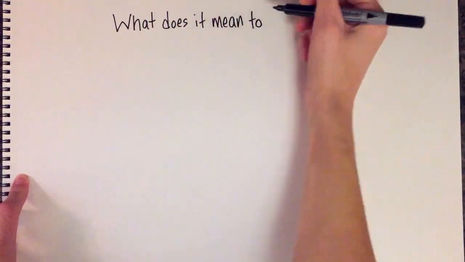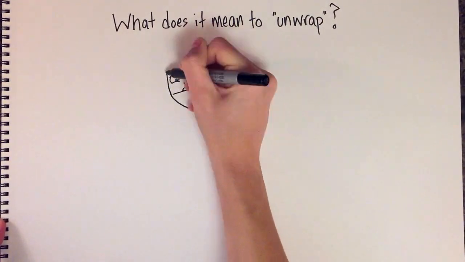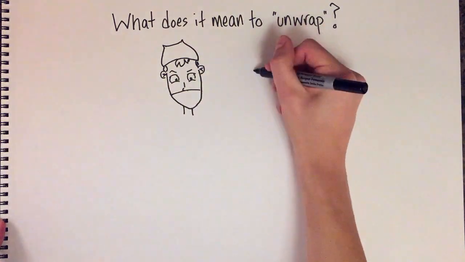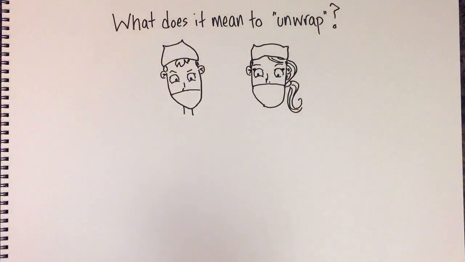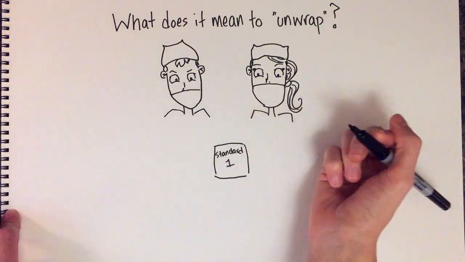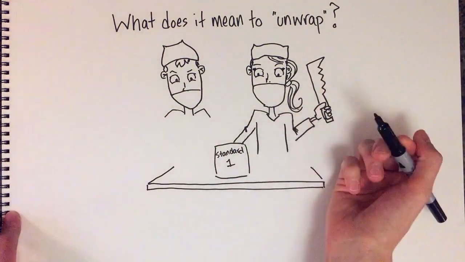What does it mean to unwrap? The unwrapping process involves teachers dissecting their standards and stripping them down to isolate certain words.